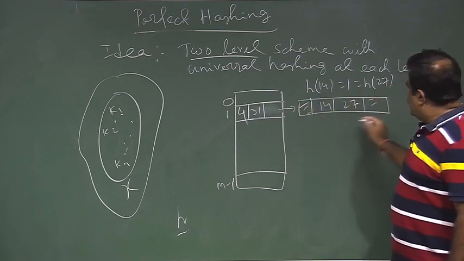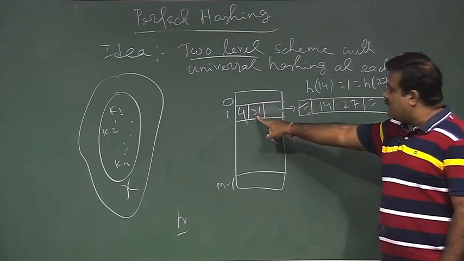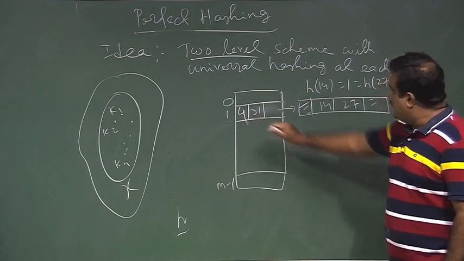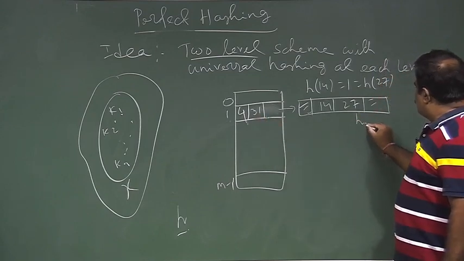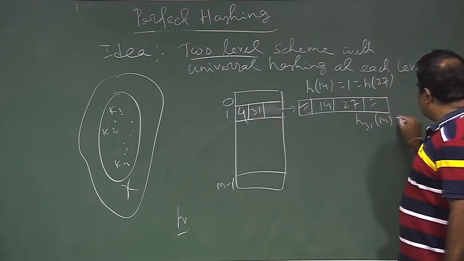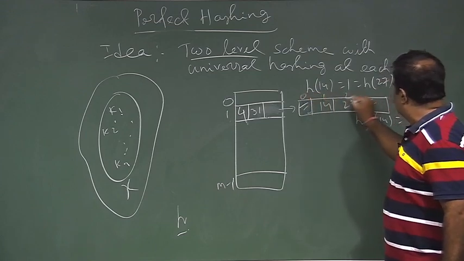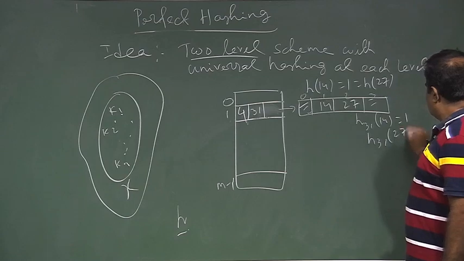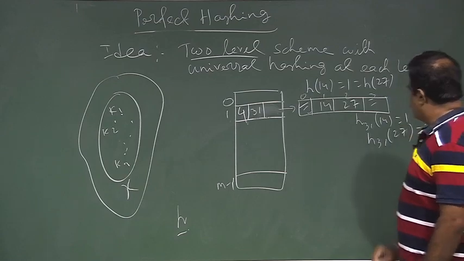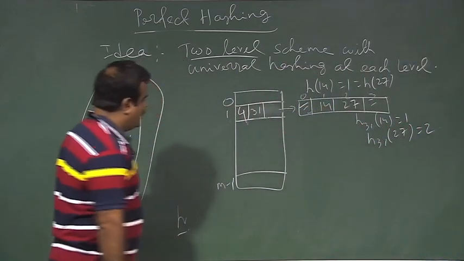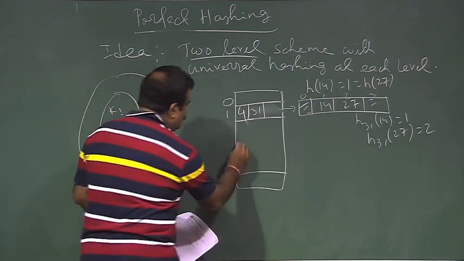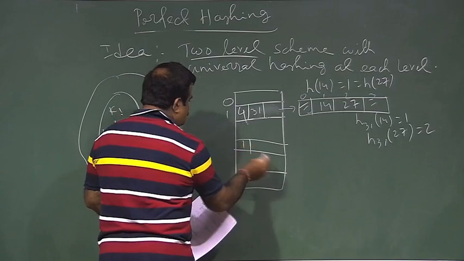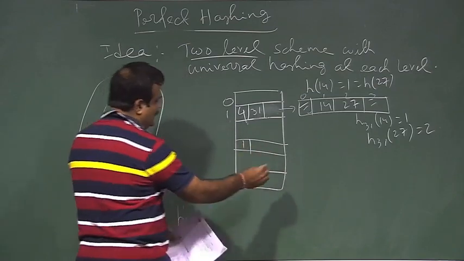For that we need to have a hash function, and that hash function again we are choosing from universal hashing. So h_a of 14 is equal to 1 (slots 0, 1, 2, 3), and h_a of 27 is equal to 2. So this is the way. Similarly, if there is only 1 key here, then we do not need any second level.